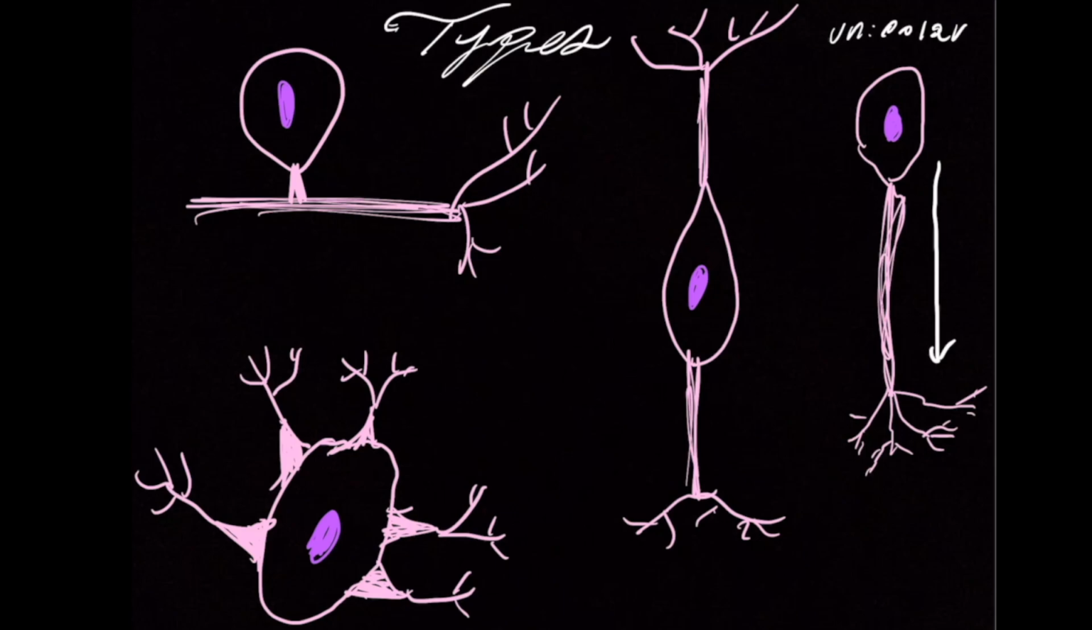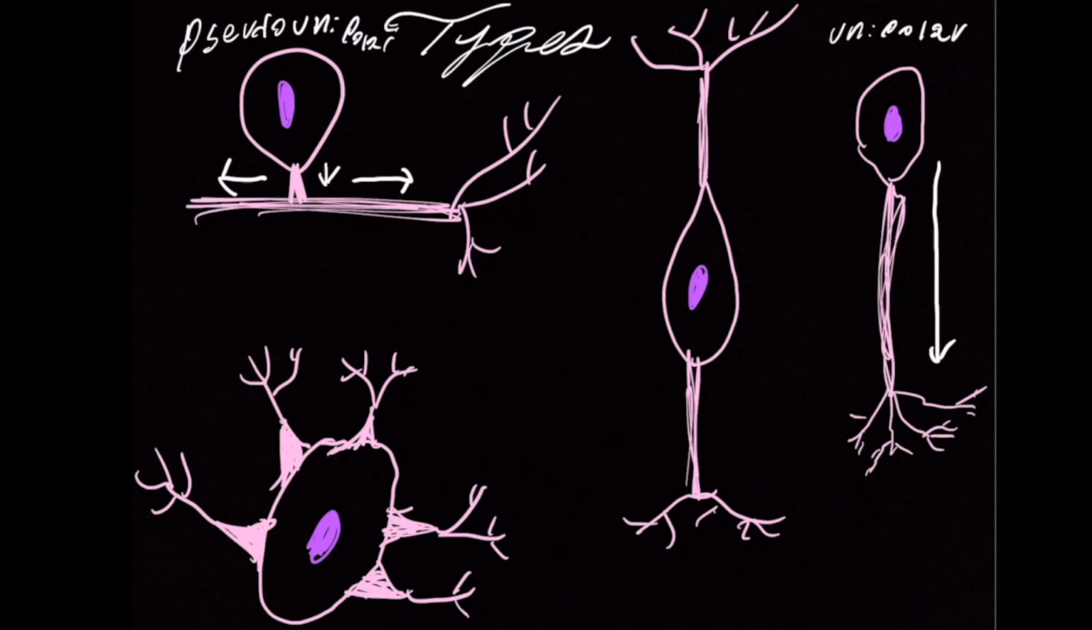We also have what we call a pseudo-unipolar neuron. This again will only send the signal in one direction, but then can be split off into two different directions. Now, these types of neurons are usually sensory neurons, which help us interact with our environment.